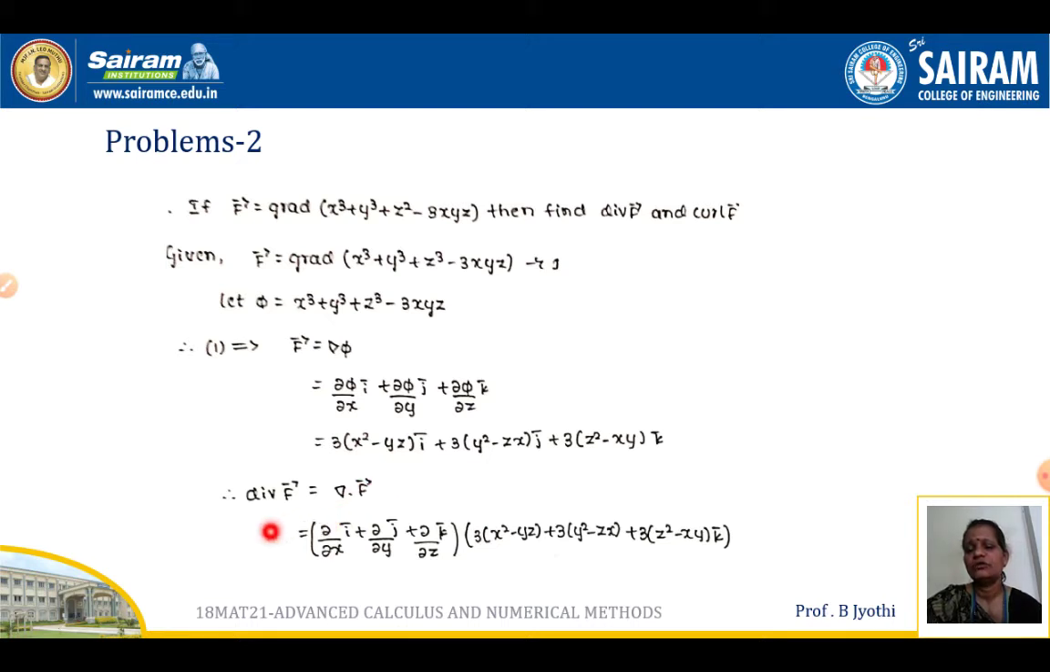Now let's find out what is del dot f, the divergence of f. It's given by dou x of i plus dou y of j plus dou z of k dotted with f. What we have obtained here will be substituted.